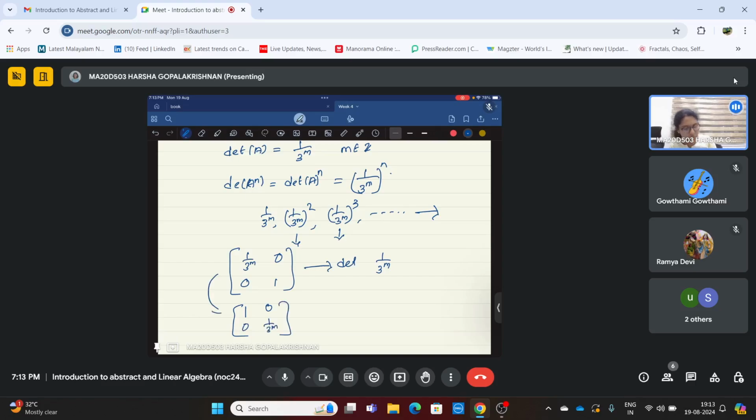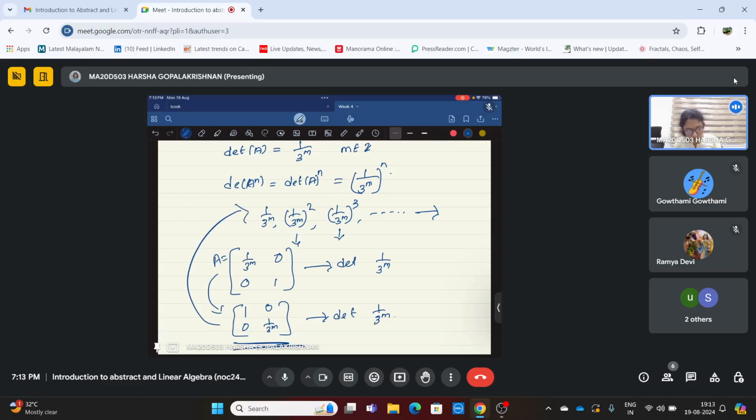This is different from this element, but this also has determinant 1 by 3 power m. Suppose I am taking a as this element, then a generates all the elements in the sense that a has determinant 1 by 3 power n, a square has determinant 1 by 3 power n square. So in that case, this is not covered in this group.